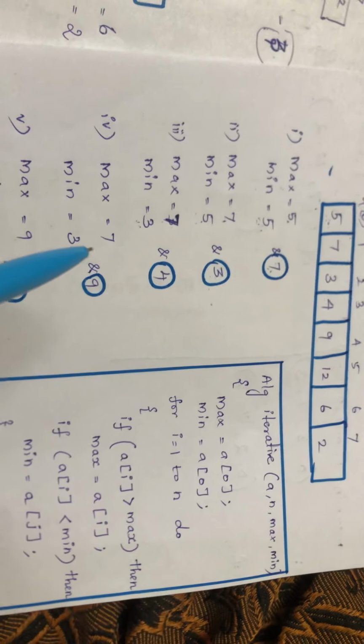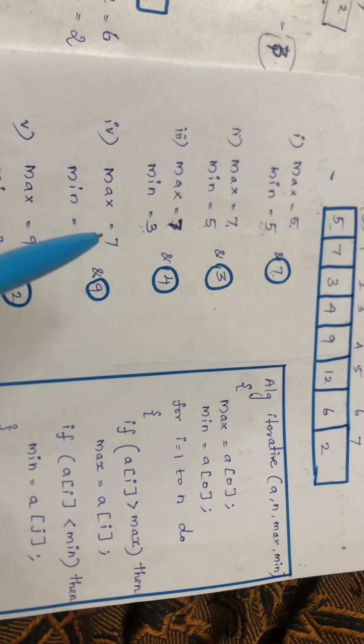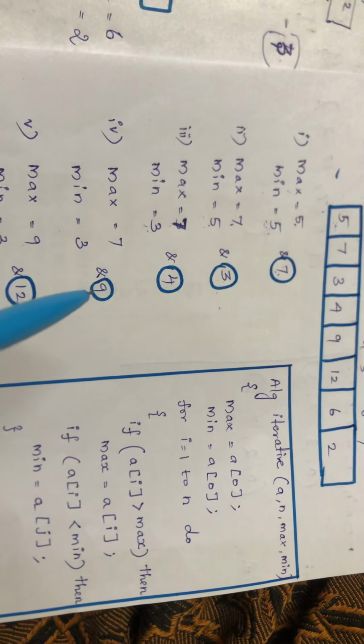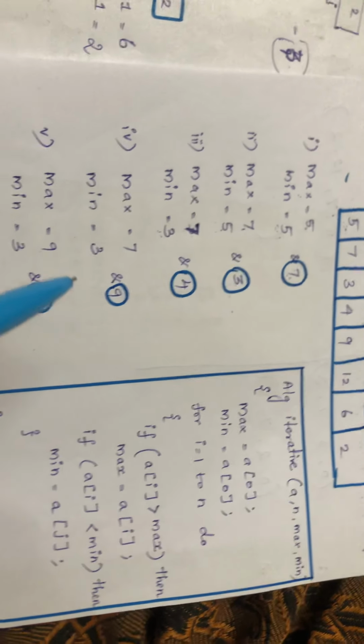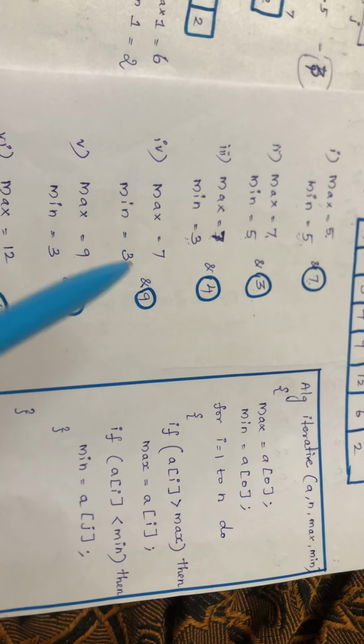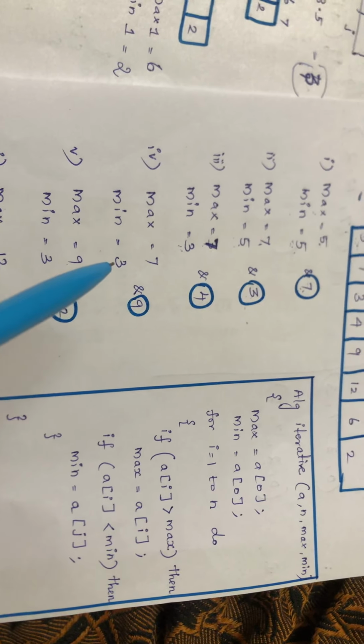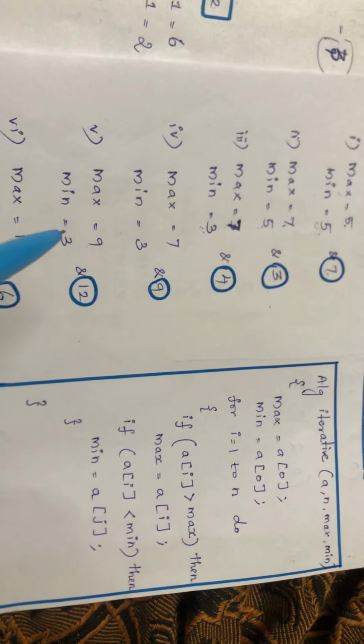The next one is 9. So the max value is compared, 7 and 9. Here the maximum value is 9. So 7 will be changed to 9. Then compare the minimum value. So 3 remains the minimum value.